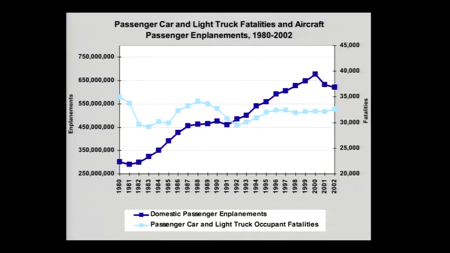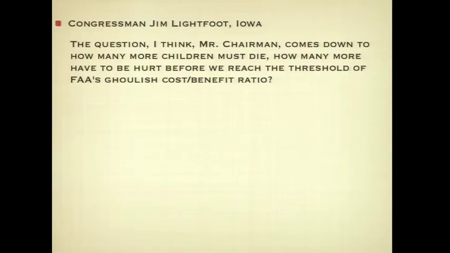Well, what happened as a result of this? Here's Congressman Jim Lightfoot when he saw the FAA report. He said, the question, I think, comes down to how many more children must die, how many more have to be hurt before we reach the threshold of the FAA's ghoulish cost-benefit ratio. So this was the response to coming up with that 80-something lives number.